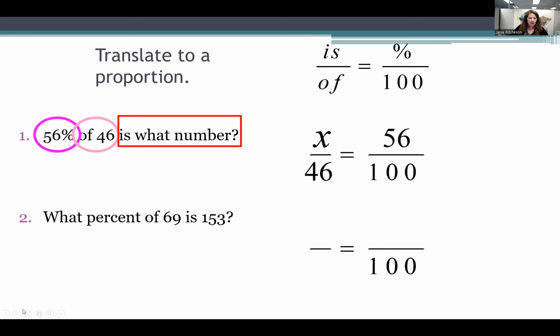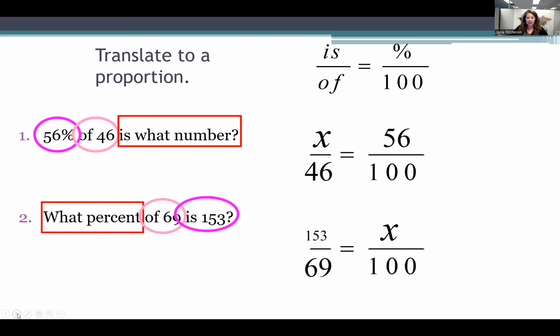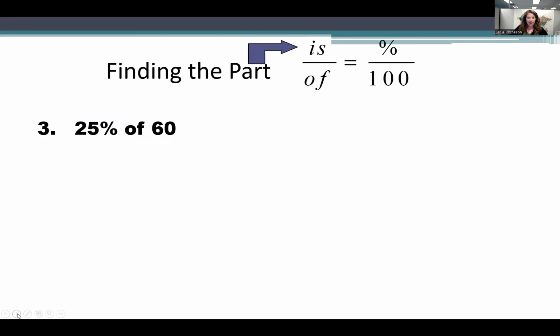All righty, and they do the same thing. What percent? That's what's missing. Of 69 goes on the bottom, is 153. There we go. All right, I want you guys to try number 3. Oh, it's going to do it for us anyway. All right, but you guys try number 3. Pause the video and you guys try setting it up, please.